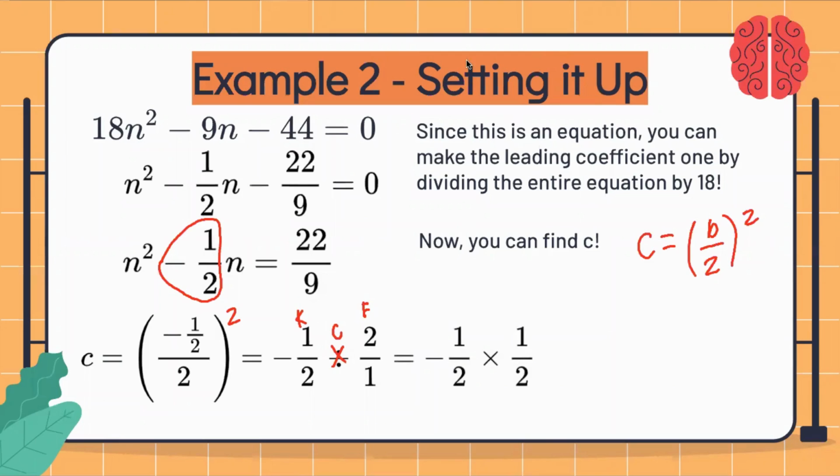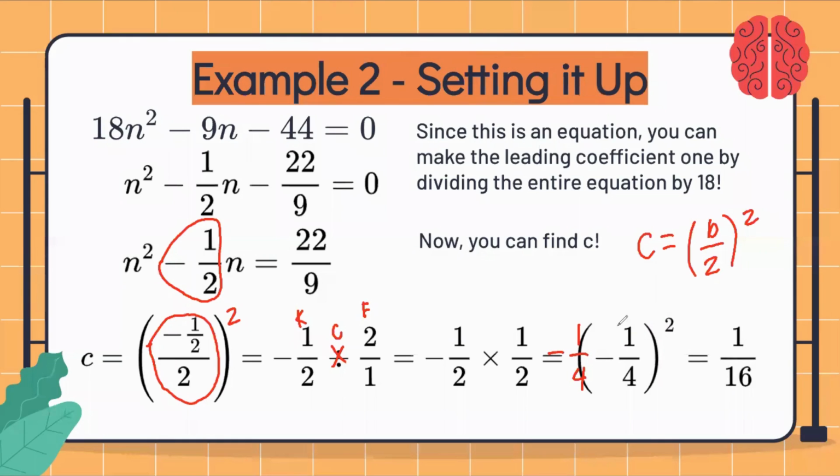And now you can go ahead and just multiply across. This would give you -1 over 4. And now that you've solved what's inside the parentheses, you can go ahead and square your -1/4, and then that would give you 1 over 16. And there's your c value. Again, if you're having trouble finding out how to square a fraction, you can go ahead and just break it down by squaring first the numerator and then squaring the denominator. And that would give you 1 over 16.